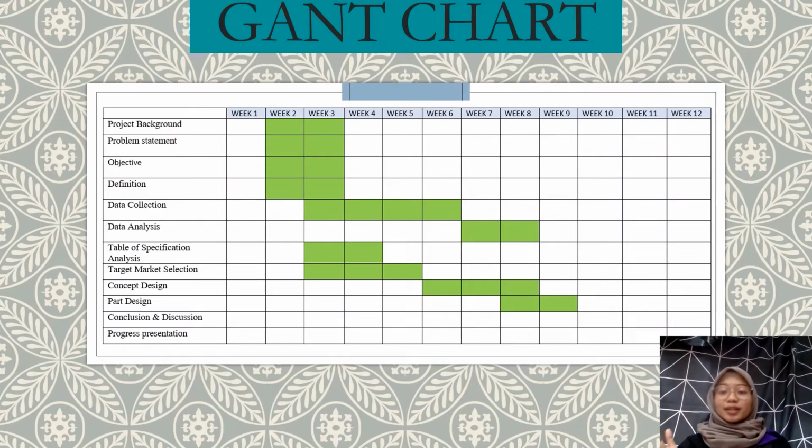So here is our Gantt chart that we did from week 1 till week 9. Here you can see project background, problem statement, objective, definition, data collection, data analysis, table of specification analysis, target market selection, concept design, part design, conclusion and discussion, and lastly, progress presentation.